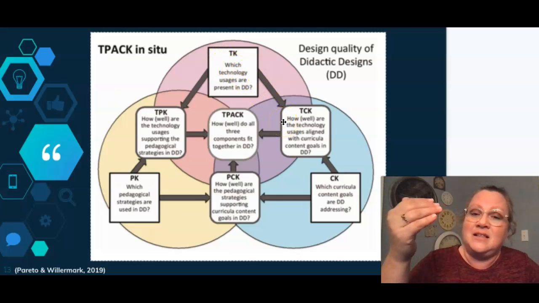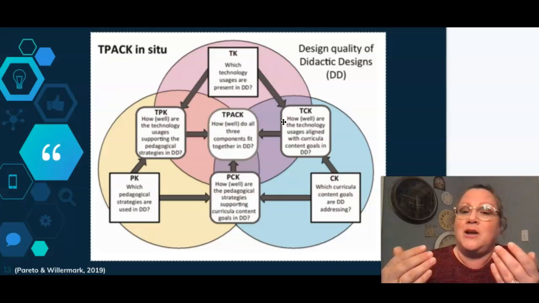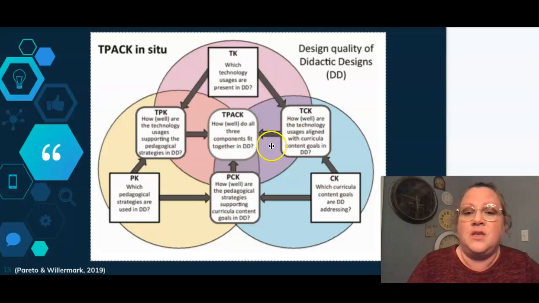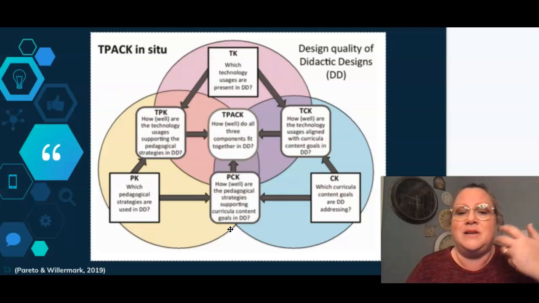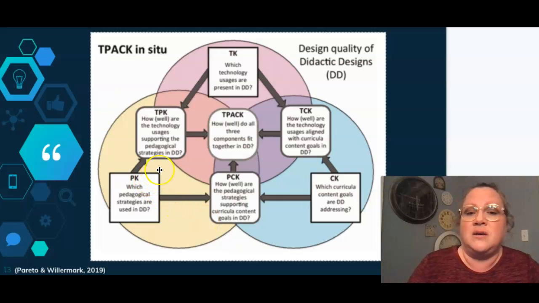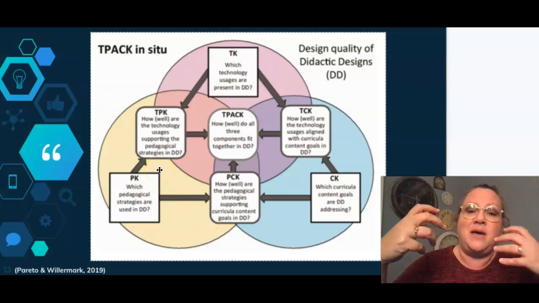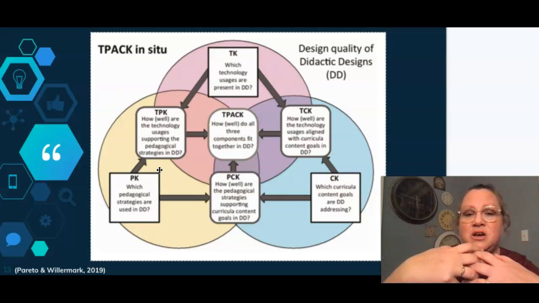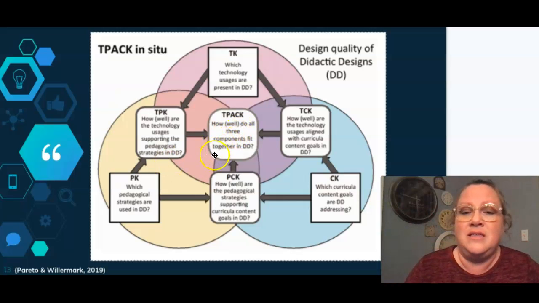How well does the technology I know line up with my curriculum content goals? When it comes to pedagogy and content, you're asking yourself, how well do my strategies support those curriculum goals? When you talk about pedagogy and technology, you're saying, how well does my technology and my pedagogy, how well do they support each other? And of course, in the middle, how well do all 3 of these components fit in my lesson design?